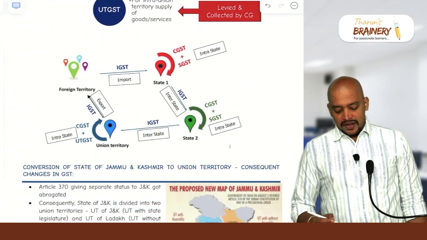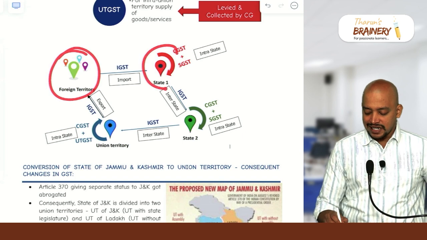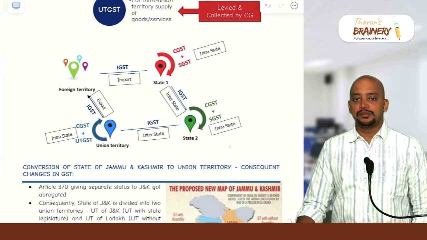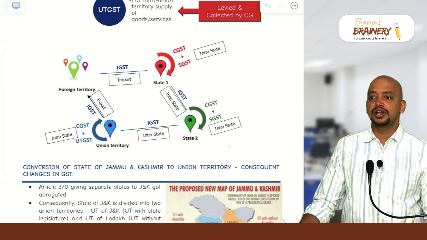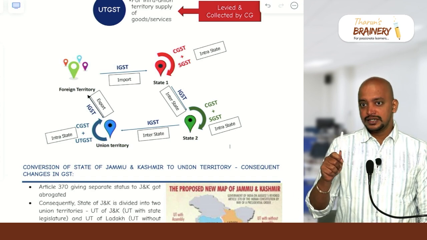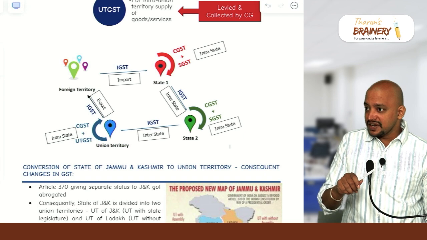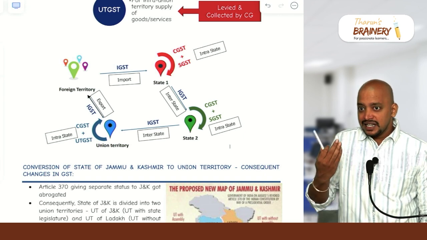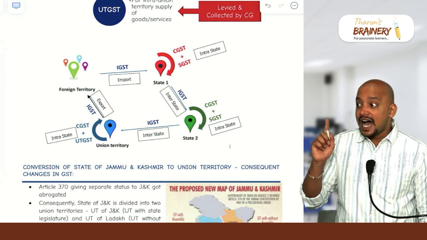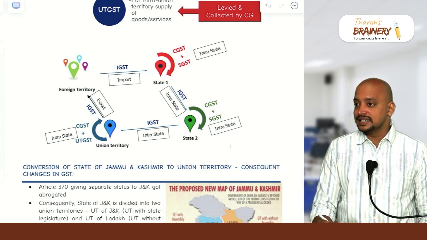Now see this, whenever there is some import from foreign territory to a state, there is some import of goods. On import of goods, whether GST is applicable or not, we already discussed this in the last class. Applicable. Why is GST applicable on import? Because in the past we had CVD and SAD. To counterbalance that CVD and SAD, they have levied IGST. In place of CVD, SAD, IGST will be applicable now.